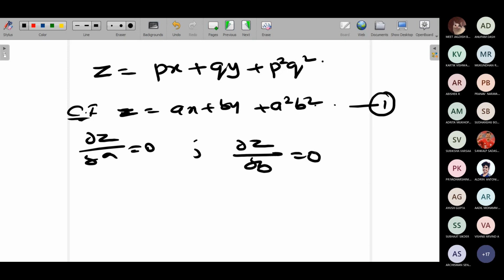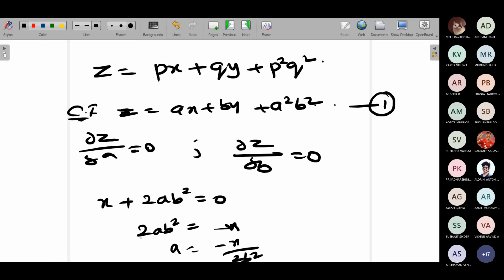So what will you get from dou z by dou a? x plus 2ab square is equal to 0. From this, try to find the value of a. 2ab square is equal to minus x. a will be equal to minus x by 2b square.